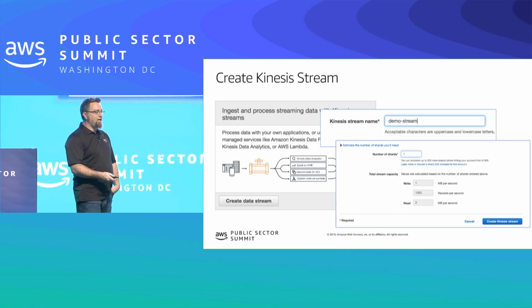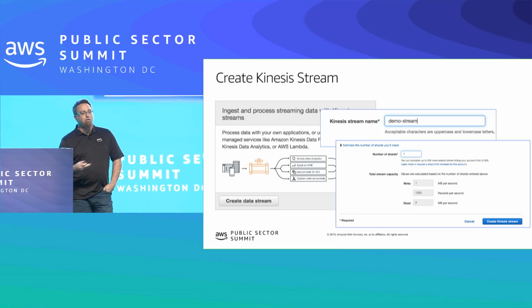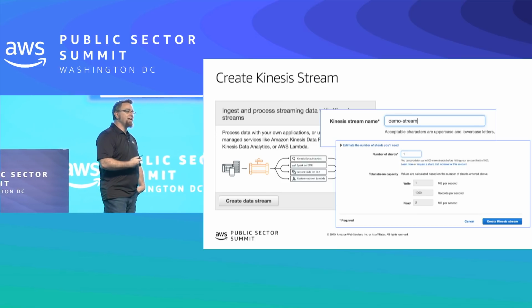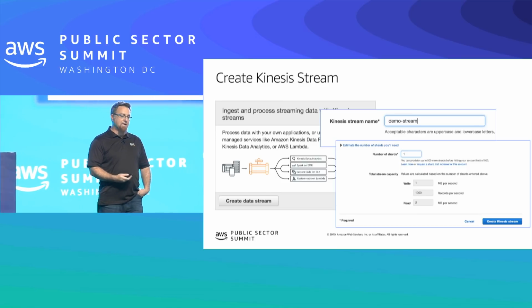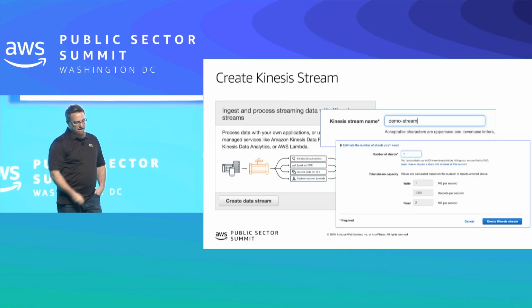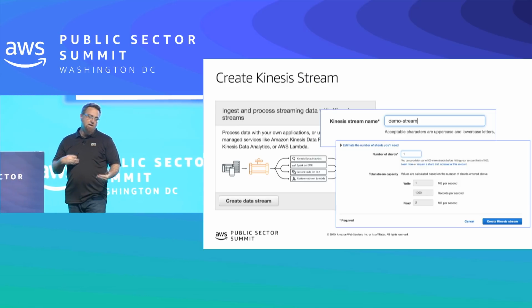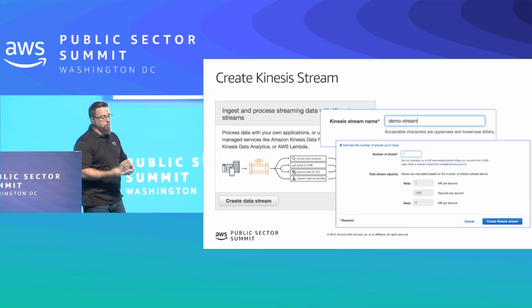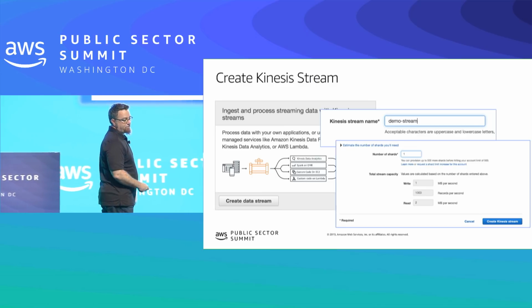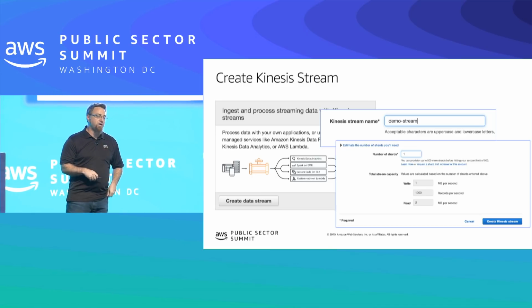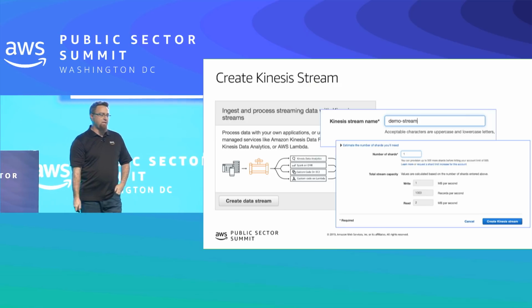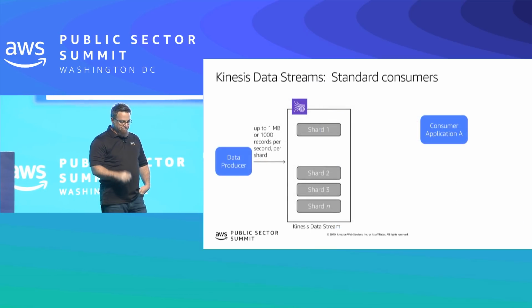The shard itself is a unit of scale for determining how much data can go through that stream at any given time. You can see we've got an estimator there, so if you know the types of data that you're pushing through, you'll be able to figure out how many shards you need for the particular stream. And I'll show a diagram that'll explain this a little better shortly.